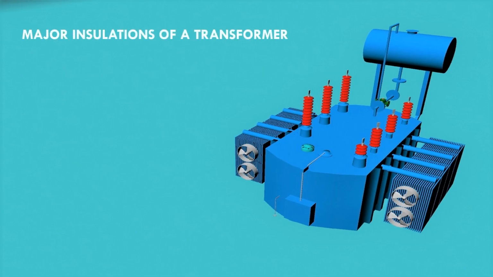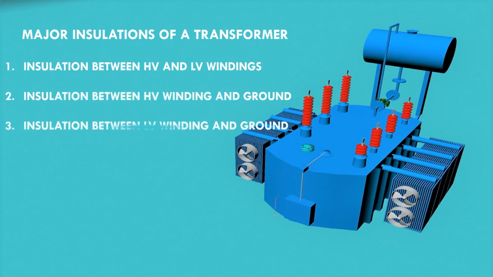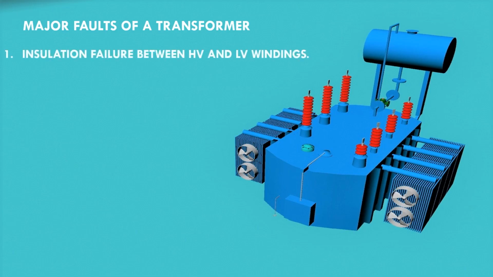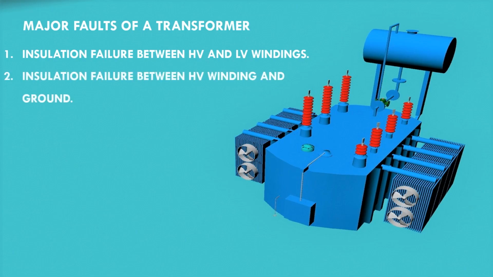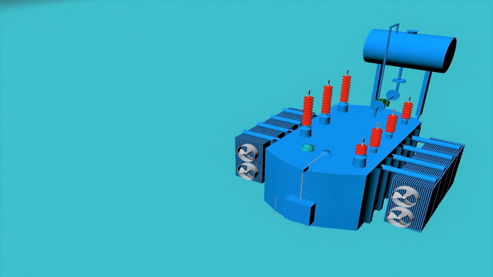Major insulations in a transformer are: number 1, insulation between HV and LV windings; number 2, insulation between HV and ground; and number 3, insulation between LV and ground. And major faults in a transformer are: number 1, insulation failure between HV and LV windings; number 2, insulation failure between HV and ground; and number 3, insulation failure between LV winding and ground.